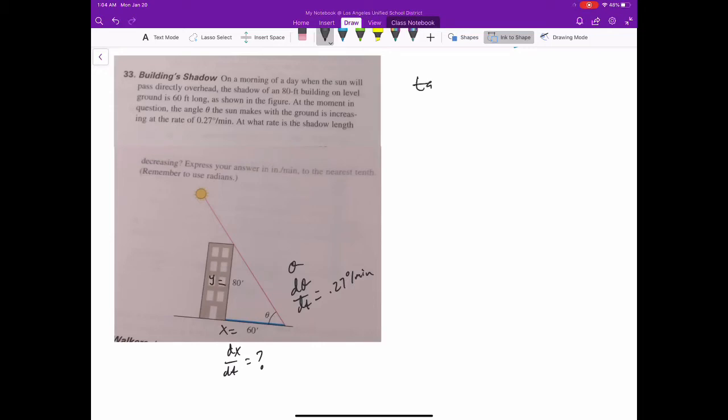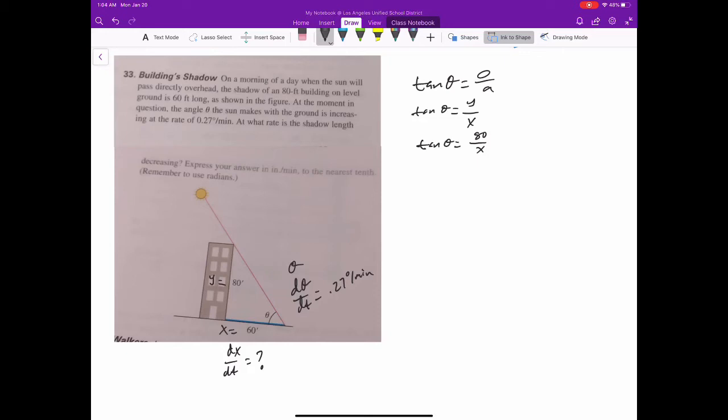So tangent of theta is equal to opposite over adjacent, and that's going to be tangent of theta equals opposite y over x. The building itself is not going to shrink at all, so we'll call that our constant. So tangent of theta is equal to 80 over x. X will be shrinking, moving forward, as d theta is increasing, moving up.